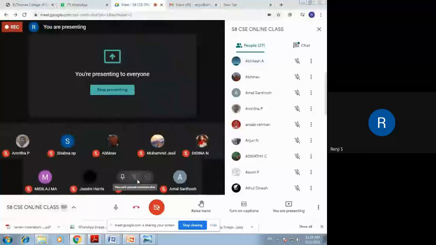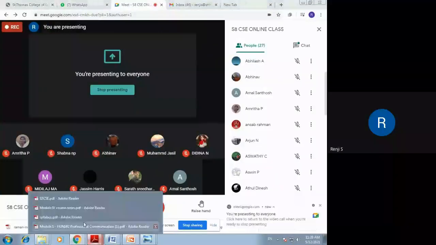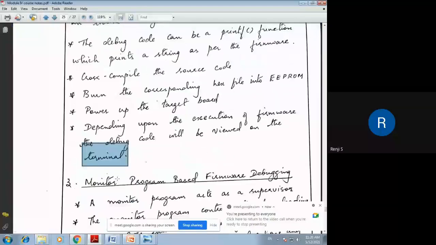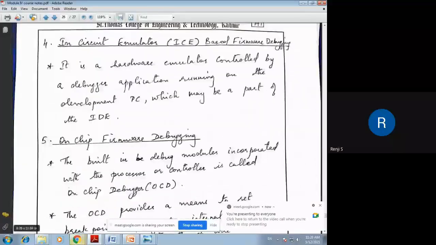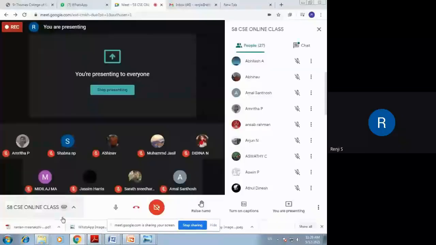So we have discussed three methods: the incremental EEPROM burning technique, then the breakpoint based firmware debugging technique, and the last one, monitor program based firmware debugging. Okay, we have two more, so we'll discuss them in the next class.